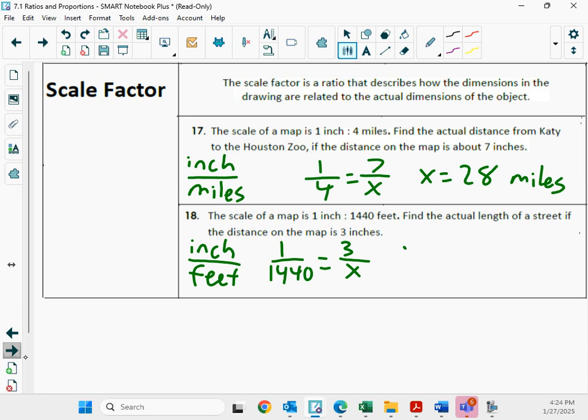So I cross multiply, I get x equals 4320. So 3 inches would represent 4,320 feet. So that's the basics behind ratios. We will be using these ratios throughout this chapter.